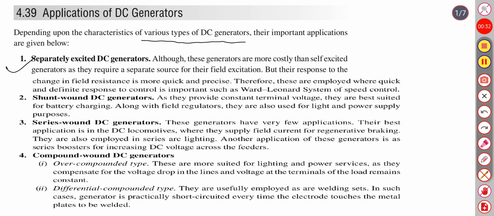These generators are more costly than self-excited ones as they require a separate source for the field excitation, but their response to the change in field resistance is more quick and precise. Therefore, these are employed where quick and definite response to control is important, such as the Ward-Leonard system of speed control.